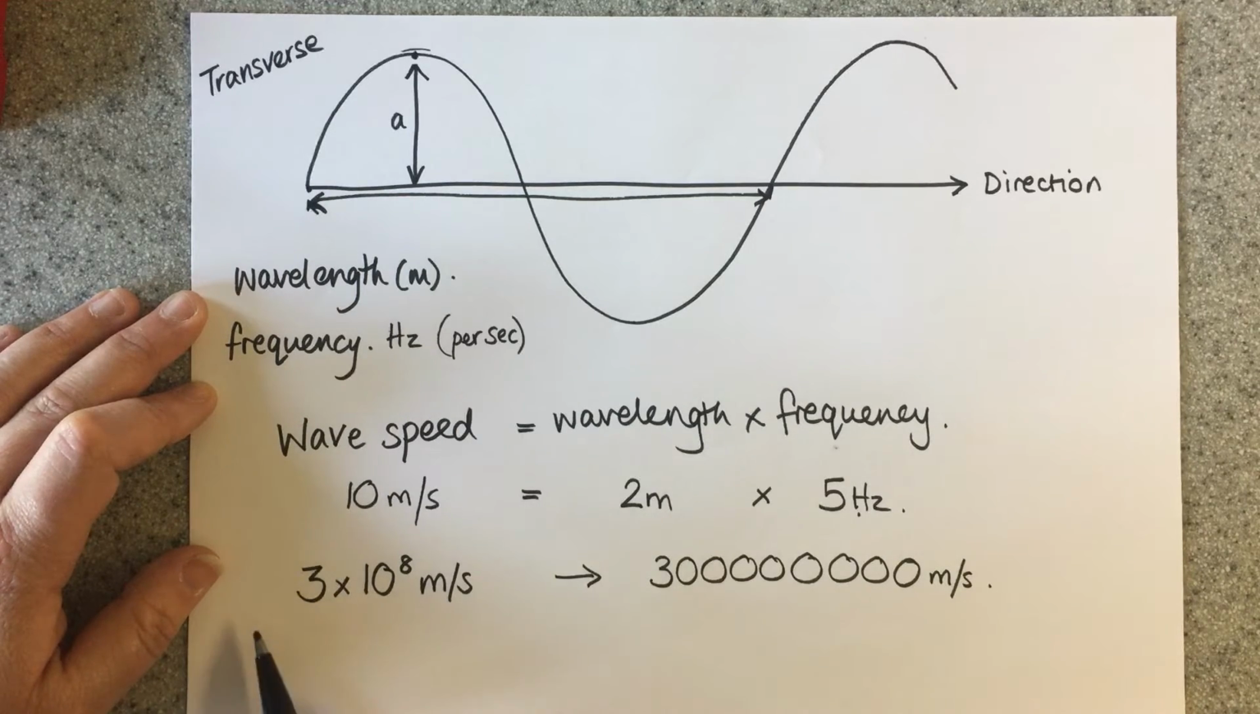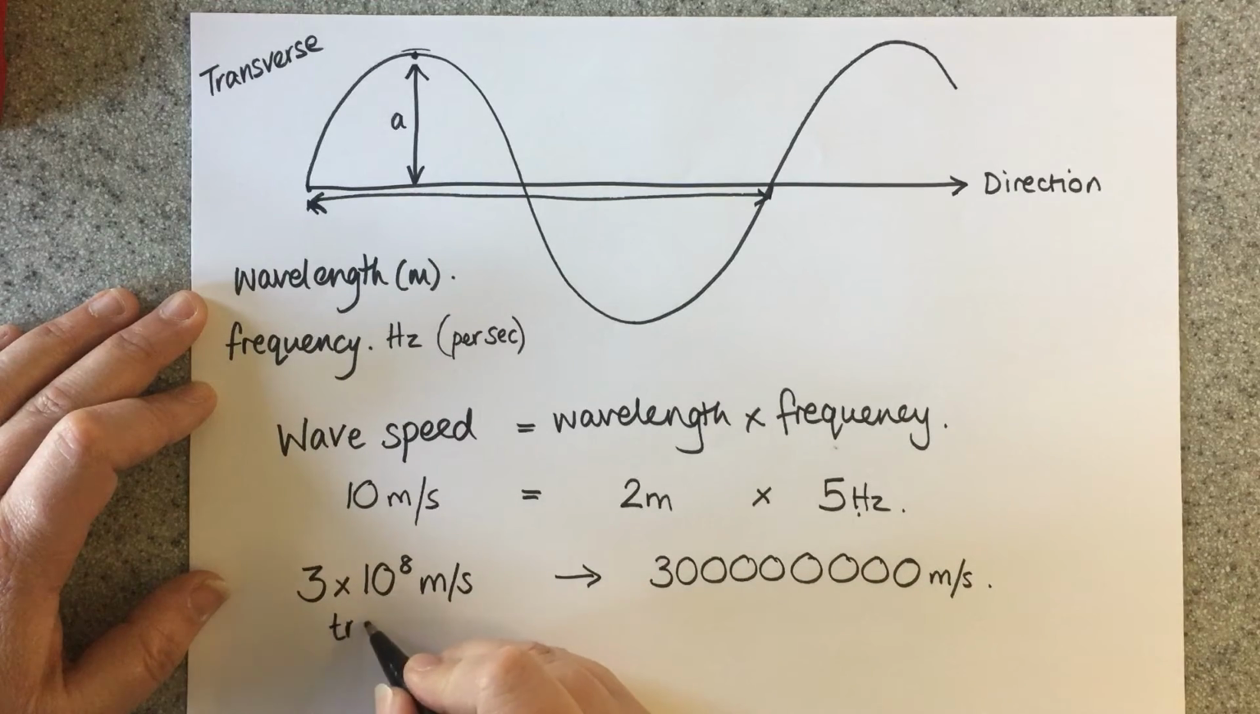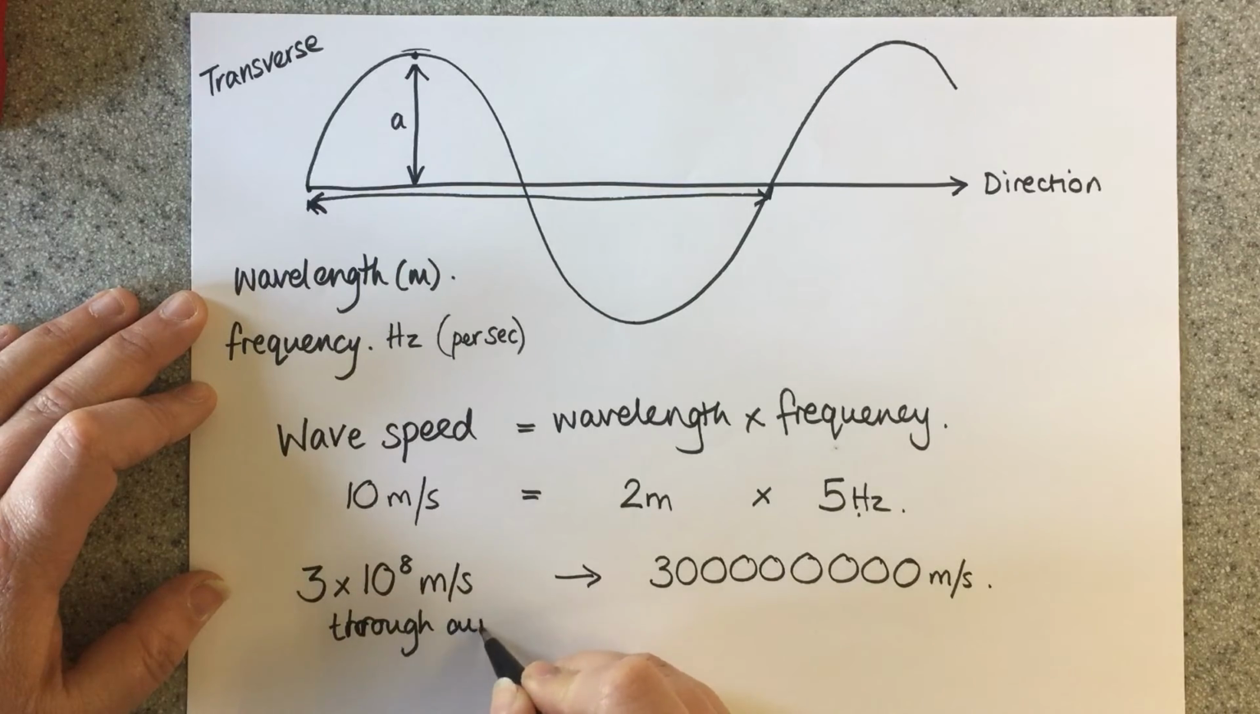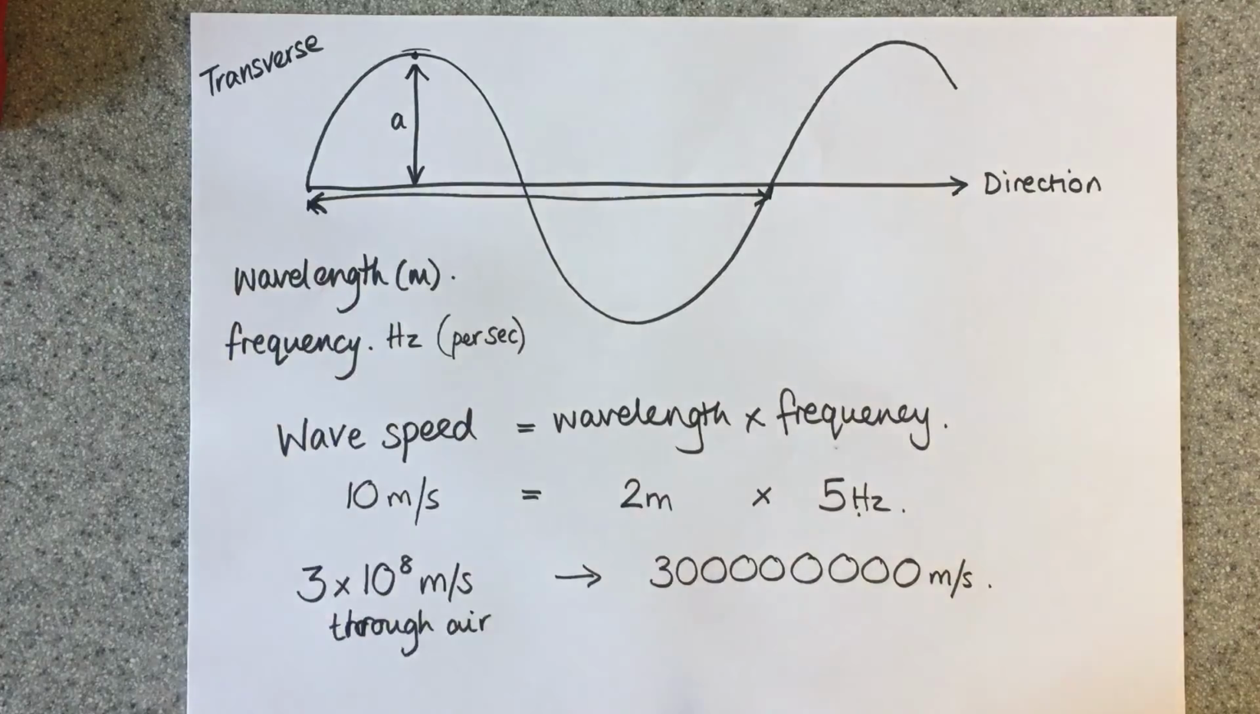When you've got electromagnetic waves, they always travel at that speed through air. If they're travelling through something else, they do actually travel slower. But again, we'll deal with that in another video.